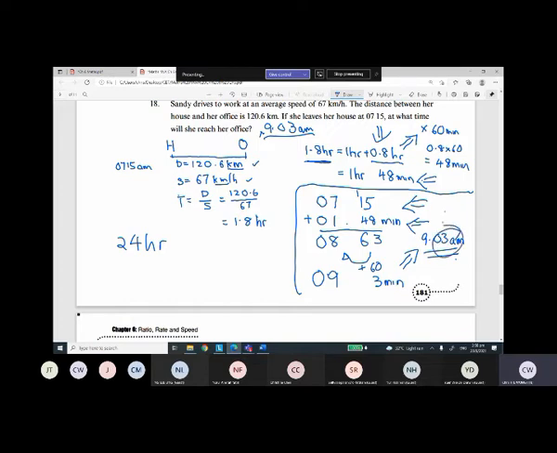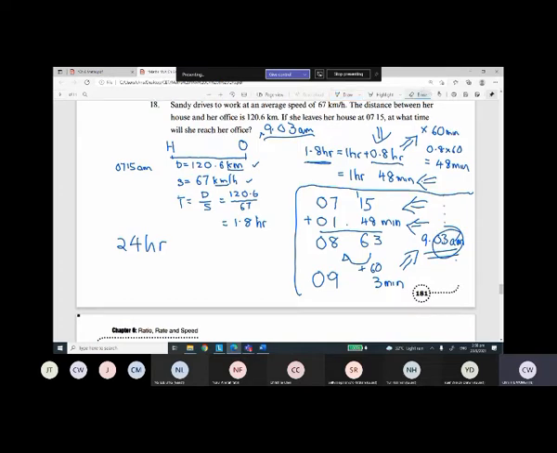To make it into a 24-hour system, I'll write it as 0903. This is the answer. 0903, 09 hours and 3 minutes. This is the 24-hour system. If you give me 9:03 a.m., it is correct. You give me 0903 hours, also correct.